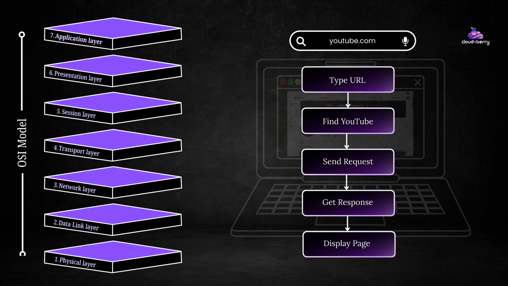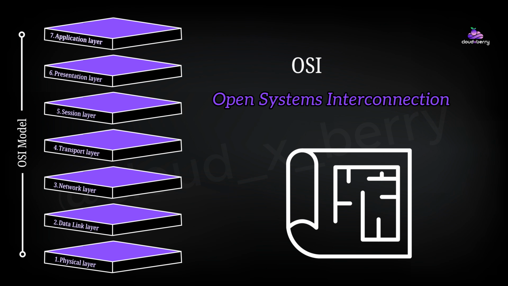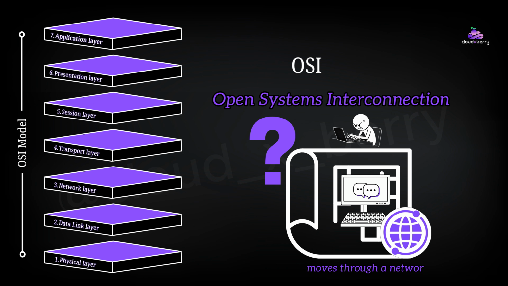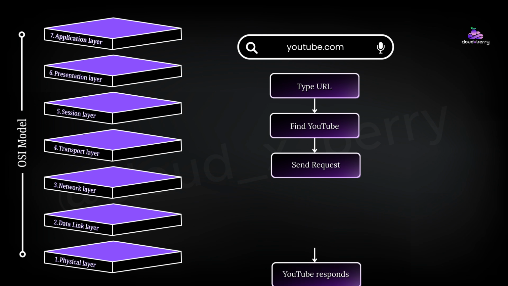The OSI model helps us understand those steps. OSI stands for Open Systems Interconnection. Think of it as a blueprint for how computers communicate. It is a model engineers use to understand how information moves through a network. So let's follow one YouTube request from your laptop to YouTube servers and back.